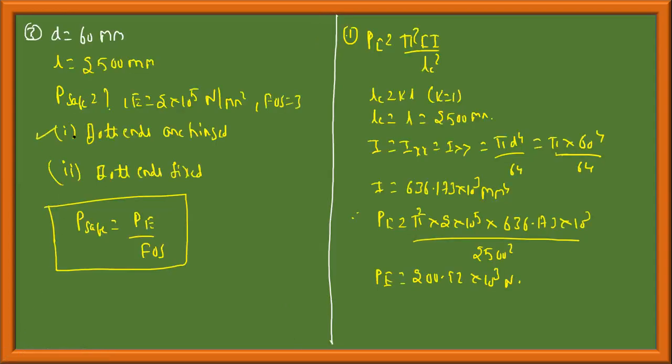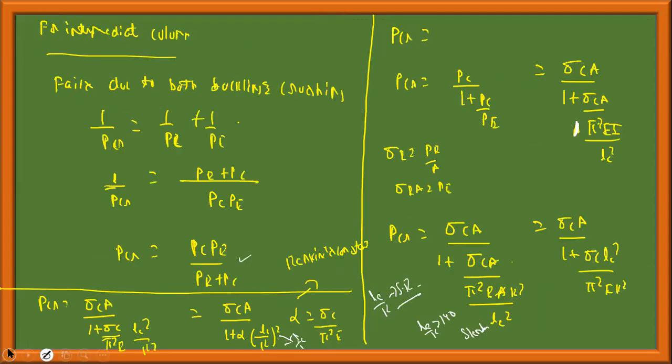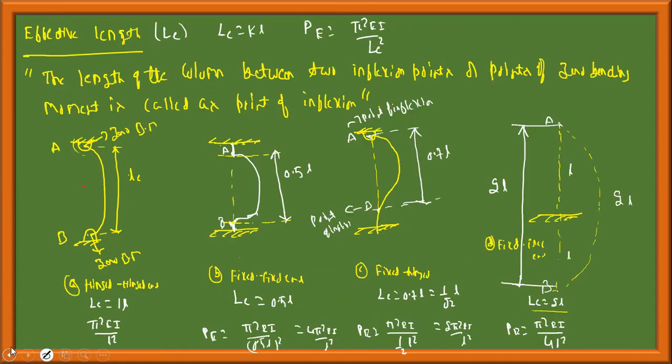The first condition, the hinged condition, is over. Only the effective length will vary here. For both ends fixed, what is the effective length LE? What is the value of K? Now, if you tell me, what is the value of K? Both ends fixed. You can see here, both ends fixed, LE is 0.5 times L, half of L. Okay.